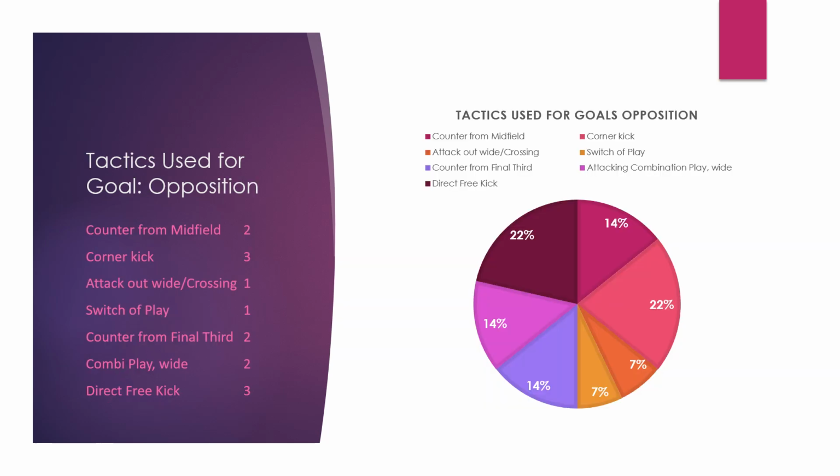So the tactics used for those goals, the biggest ones, were a direct free kick and a corner kick. Those two together make up 44% of the tactics used in the goals. So that tells me we have a problem with set pieces. We have a problem defending corners and defending free kicks.